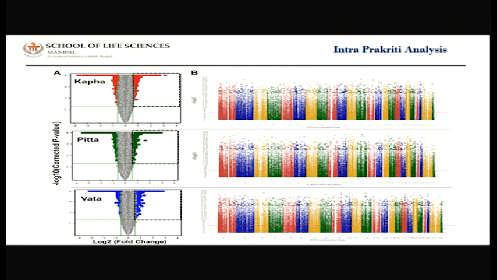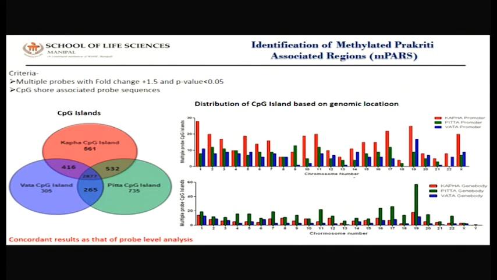I won't say completely homogeneous, but they are quite homogeneous because there are some points which lie outside the plots, and then using the Manhattan plot one would be able to identify sequences which are differentially regulated among the prakritis by DNA methylation.